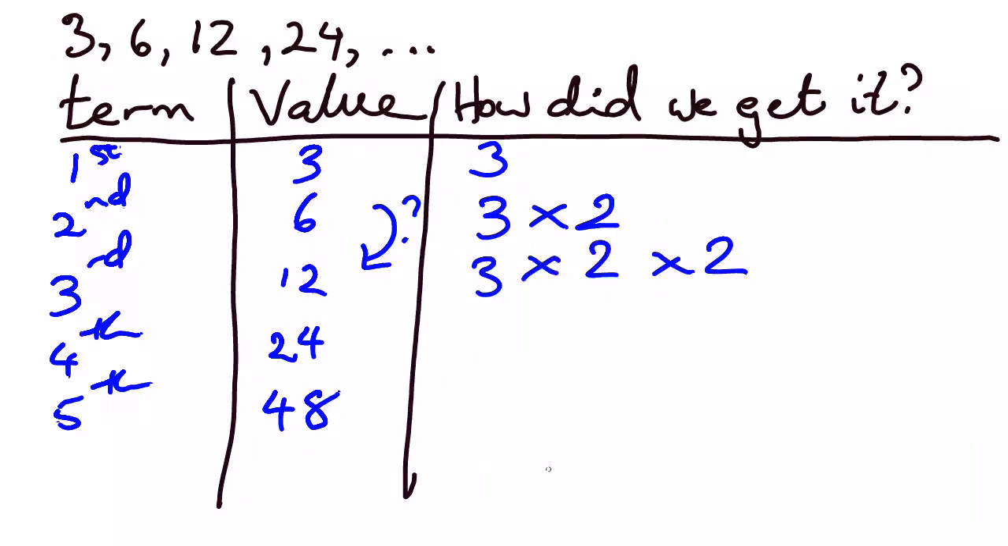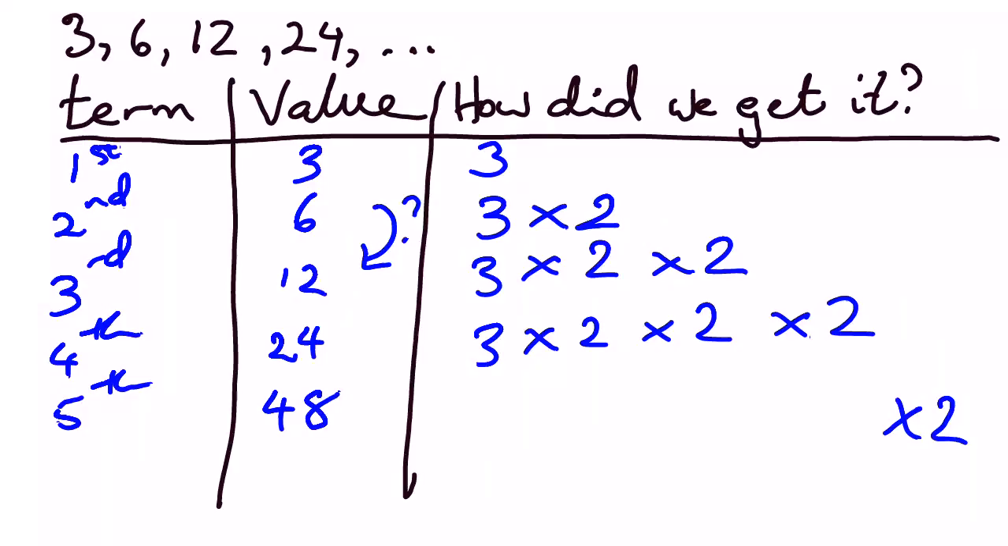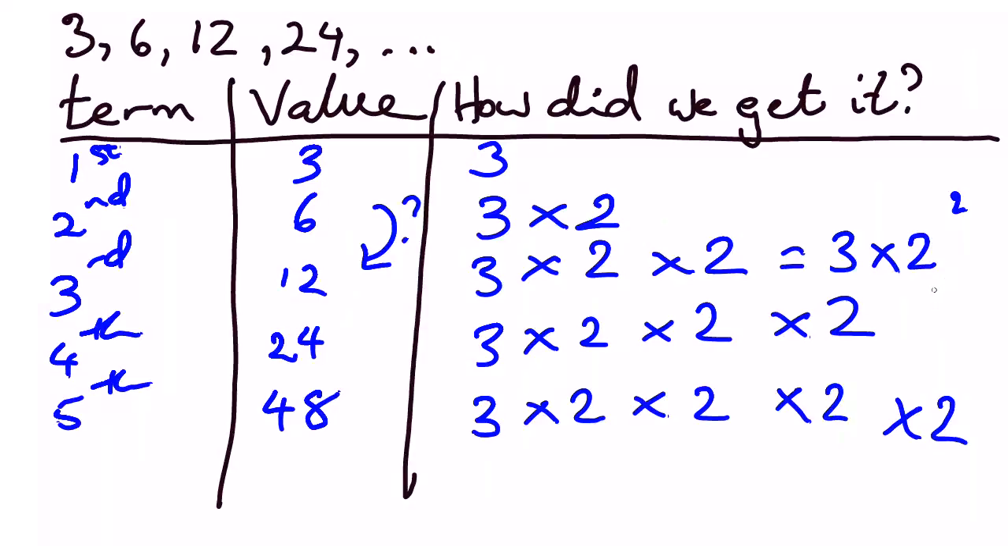3 times 2 times 2. To get down to this one, I got that 3 times 2 times 2, and then I timesed it by 2 again. For my fifth term, I'm going to times it by 2 again. So 3 times 2 times 2 times 2. Now, let me just point out to you that I can write this as 3 times 2 squared. This is 3 times 2 cubed. This is 3 times 2 to the power of 4.